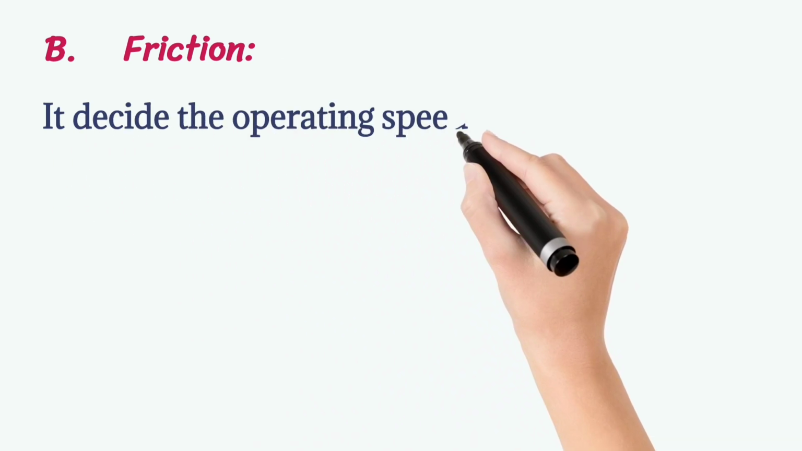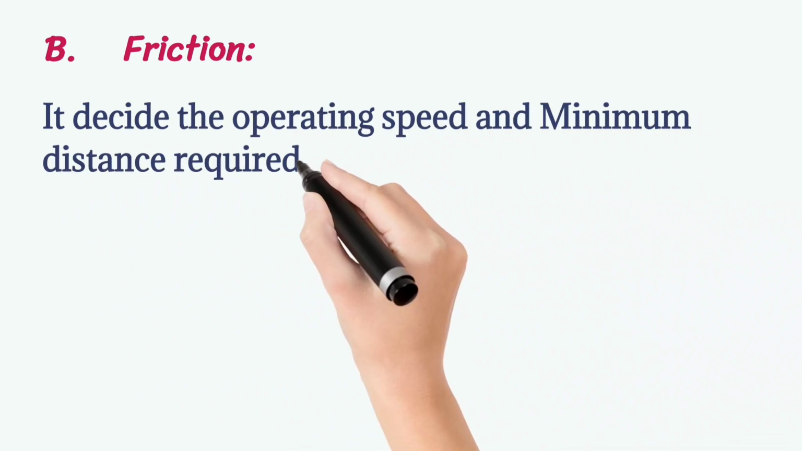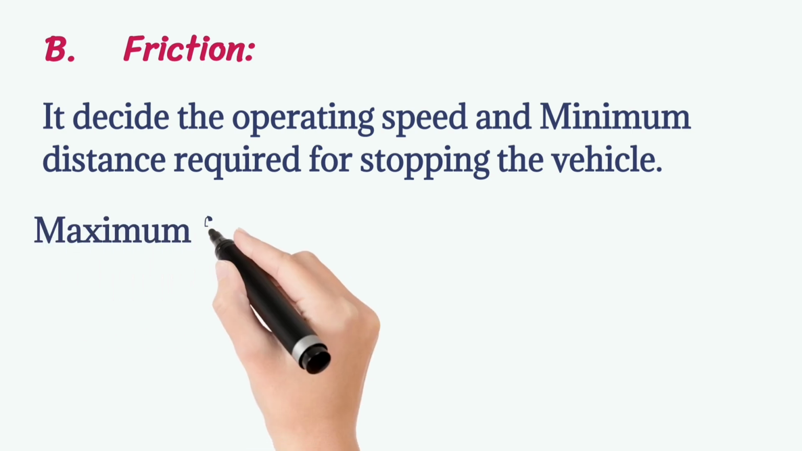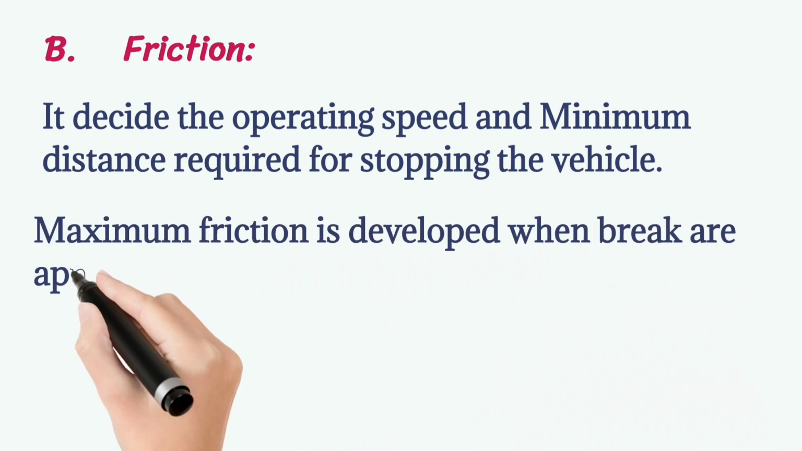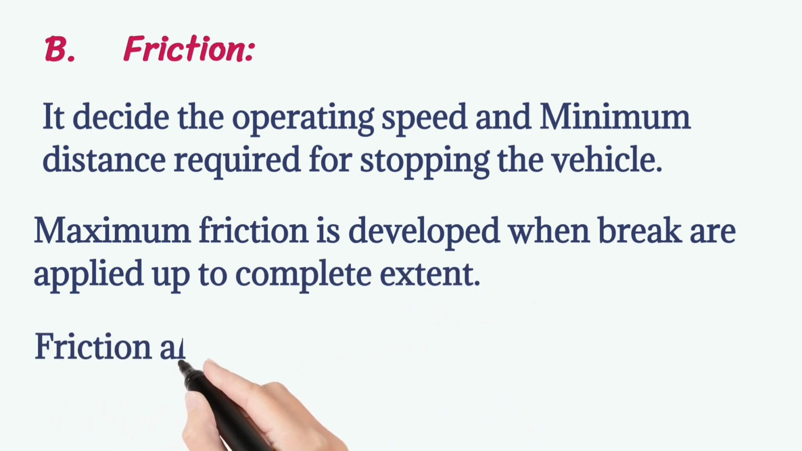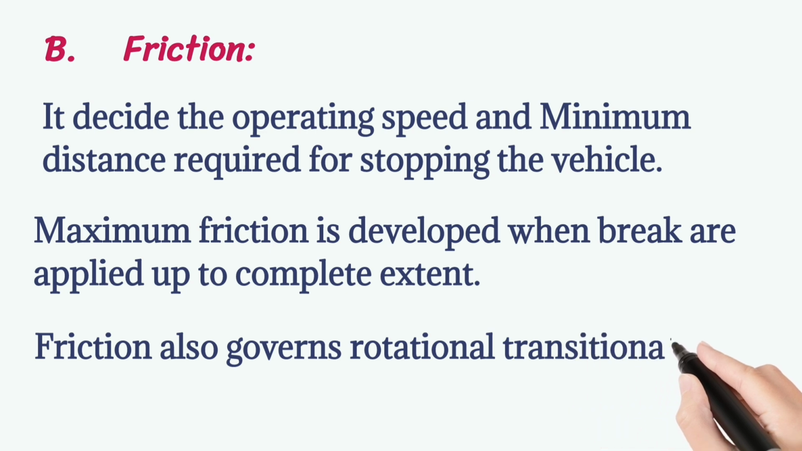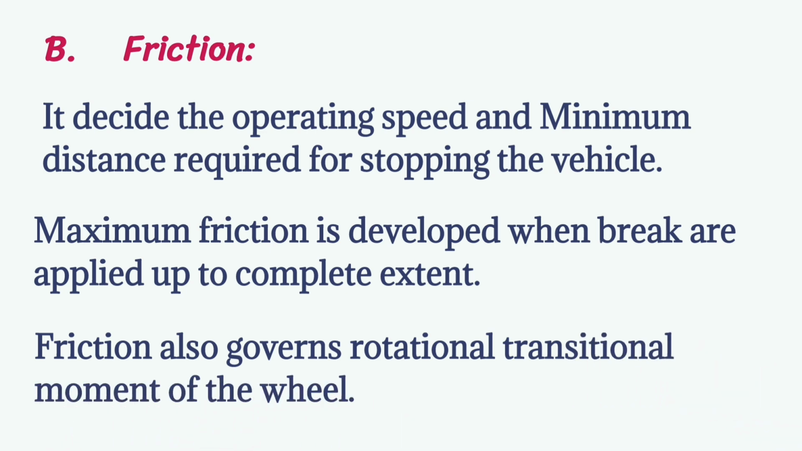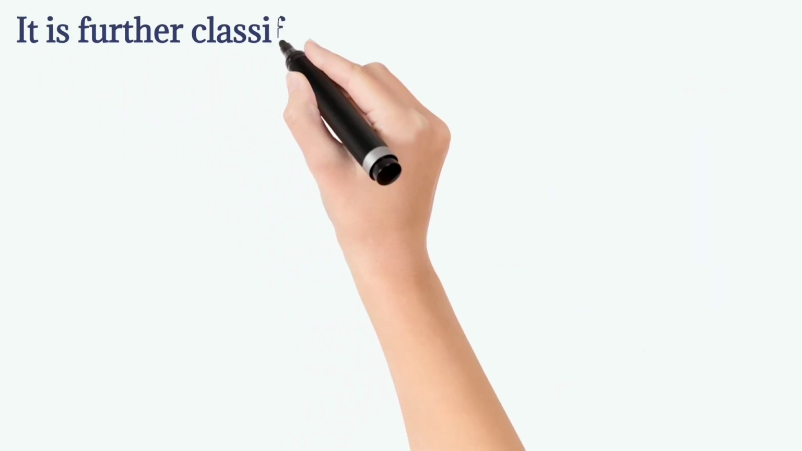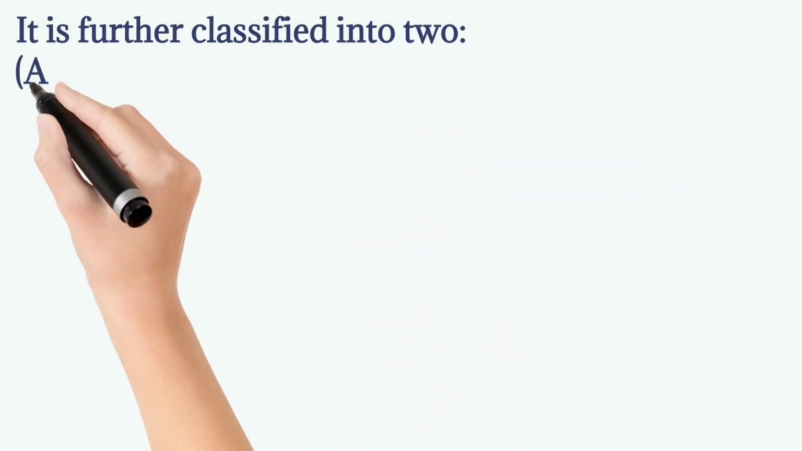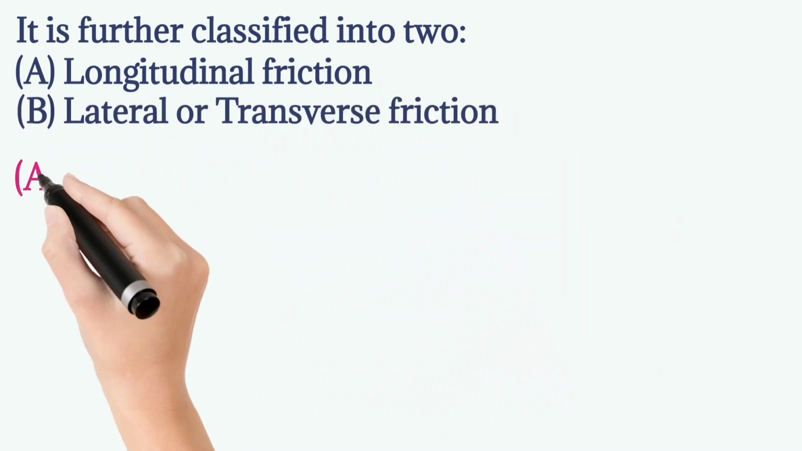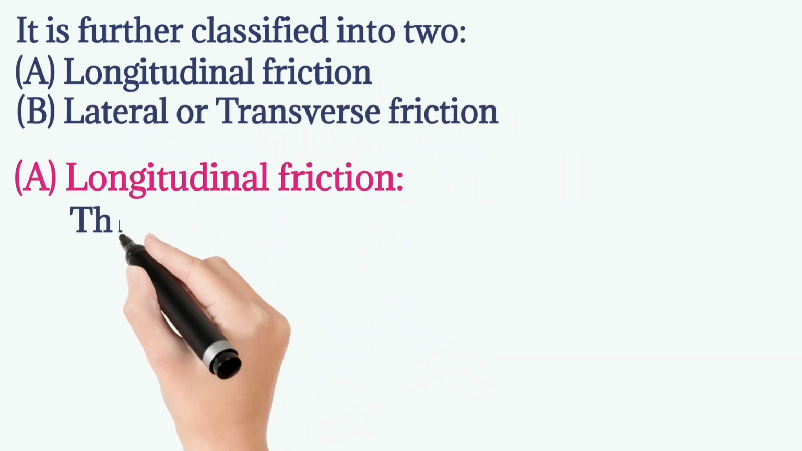Our next pavement surface characteristic is friction. It decides the operating speed and minimum distance required for stopping the vehicle. Maximum friction is developed when the brake is applied with its full efficiency. Friction also governs rotational and translational movement of vehicle. It is further classified into two. First one is longitudinal friction and second one is lateral or transverse friction.